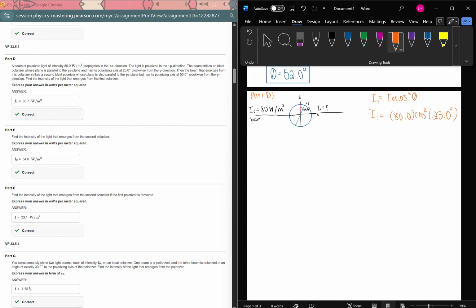So I got 65.71. So that's going to be, rounded, 65.7 watts per meter squared. There we go. Okay. So the intensity after the first polarizer is going to be 65.7 watts per meter squared. Now let's do part E.